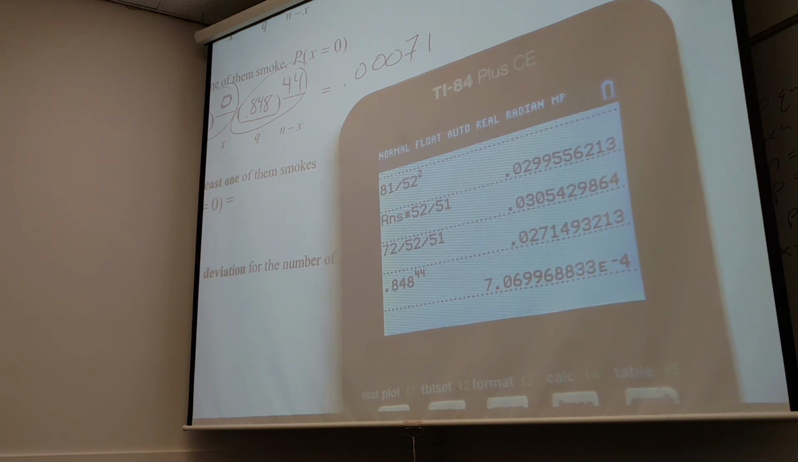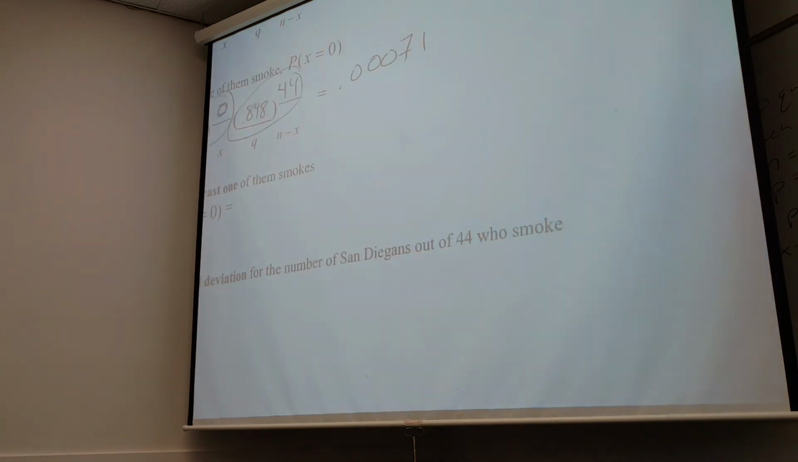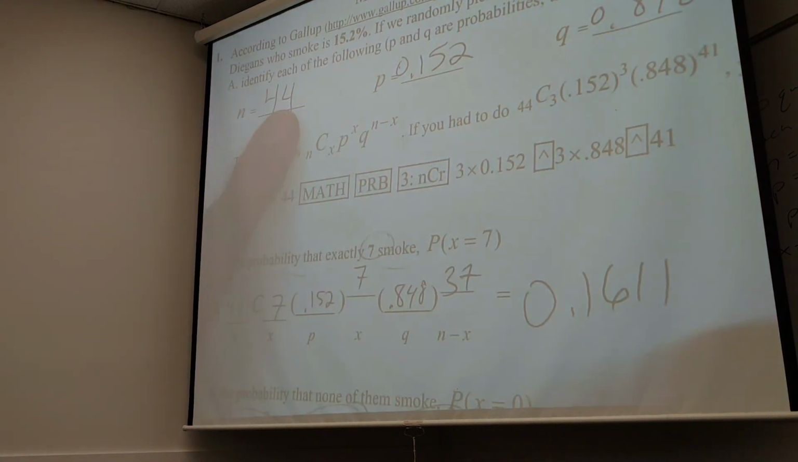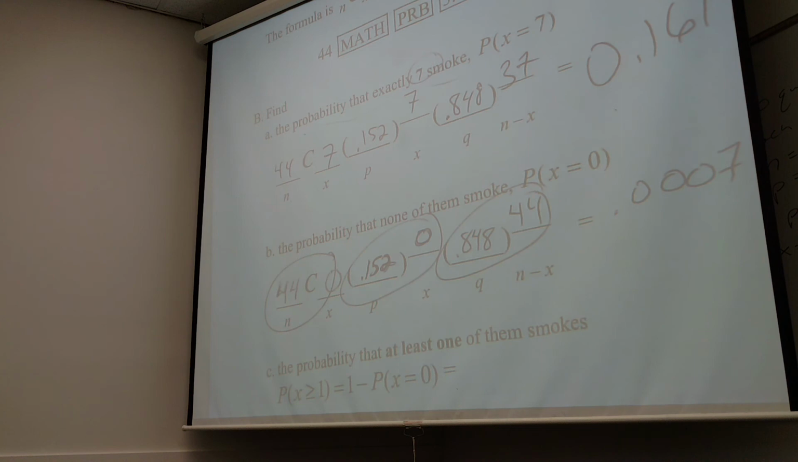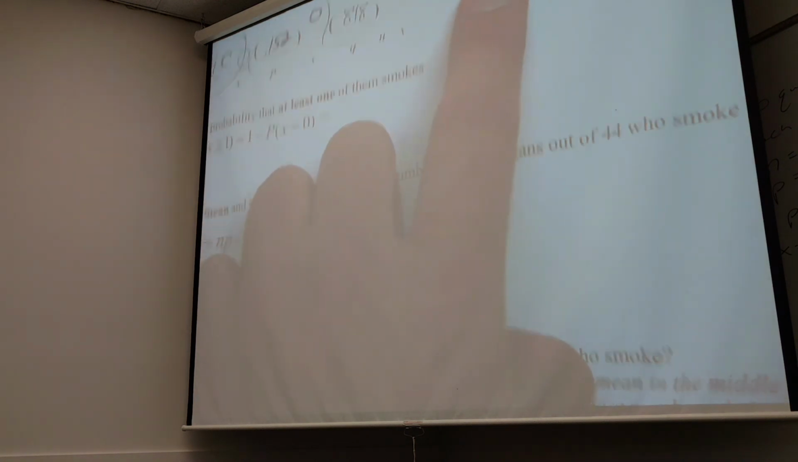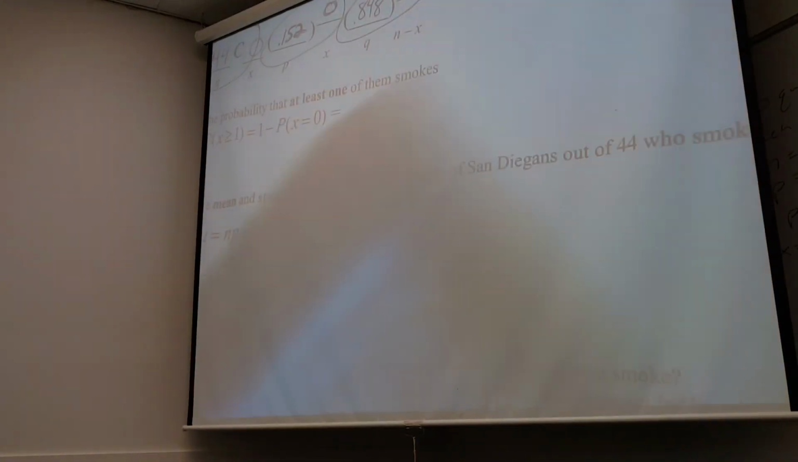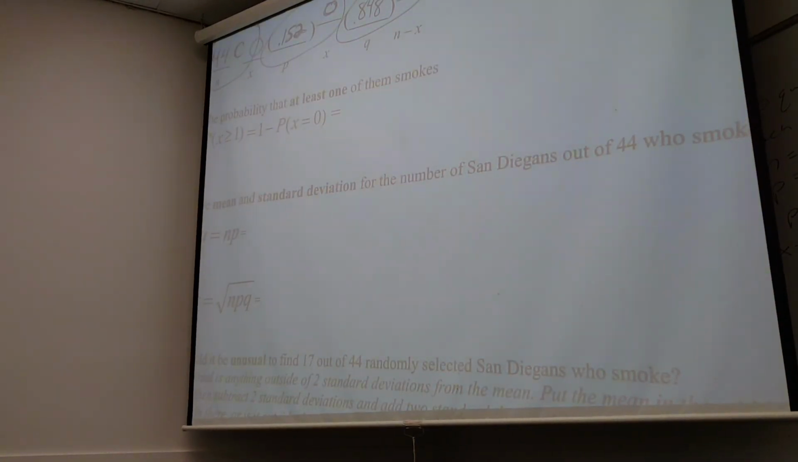How are we doing so far? Kind of makes sense because there's a 15% chance somebody smokes. So out of 44 people, I'm going to expect to get somebody that smokes. So the probability that none of them smoke should be pretty small. And that's exactly what we just discovered. Out of any 44 randomly selected people, more than likely at least one of them is going to smoke.